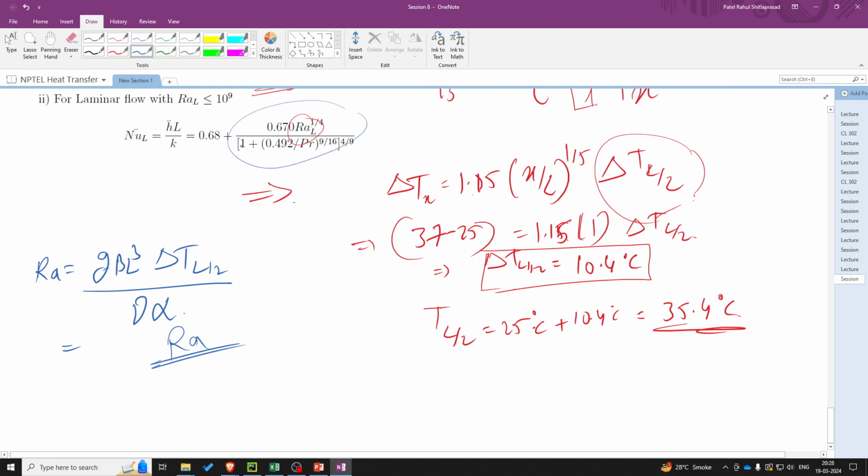Then again you have to do a similar exercise where you have to find this value of h bar, and then from h bar you can find the heat flux, that is h delta T. Since we haven't been given the value of beta and we do not have it in this problem set, we can just skip solving this question numerically.